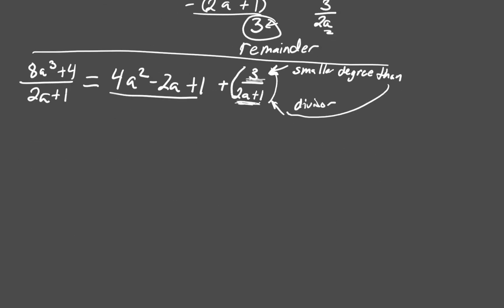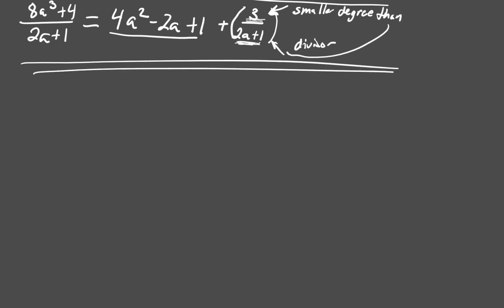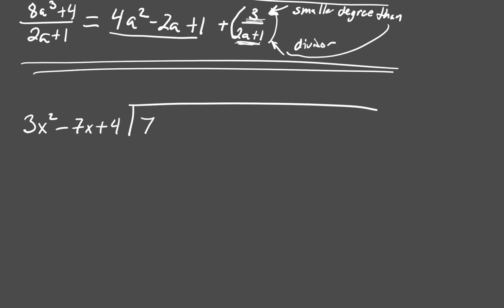Okay, let's see another one here quick. Sometimes things might be out of order. Let's look at this one. So the book says we're going to divide 3x squared minus 7x plus 4 into 7x minus 1 plus 6x cubed minus 5x squared. Okay, there's not any missing terms. I've got degree 3, degree 2, degree 1, degree 0, so that's good, but they're in a weird order, right?